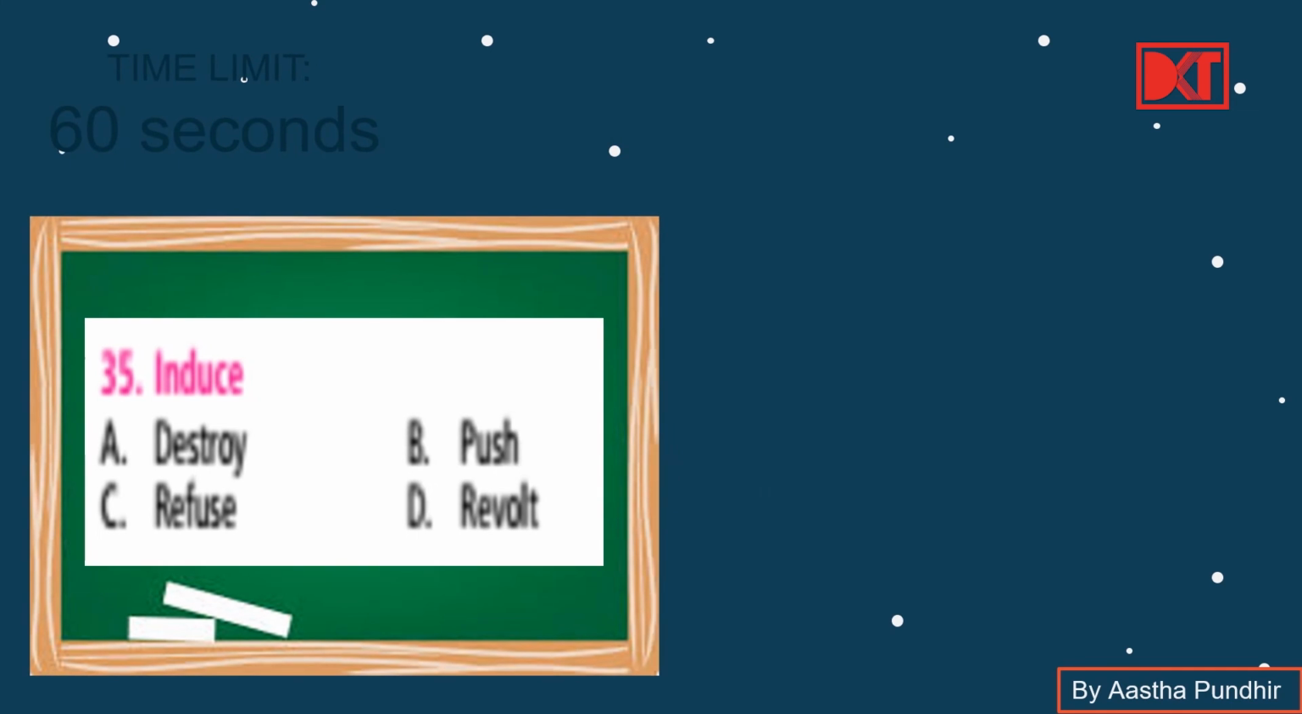Okay, here we have induce. Now, here the options are destroy, push, refuse and revolt. Now, inducing something means leading to do something, pushing towards doing something, right? So it could be opposite to destroy. Destroy means spoiling something. So push and revolt, these could be synonyms of induce, like starting off something. Refusing is saying no to something. All right. So with this we finished off with the questions on antonyms.